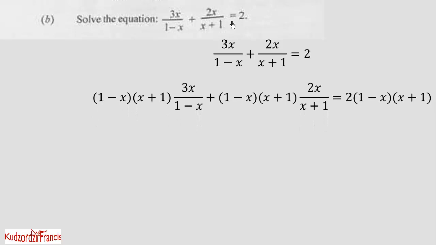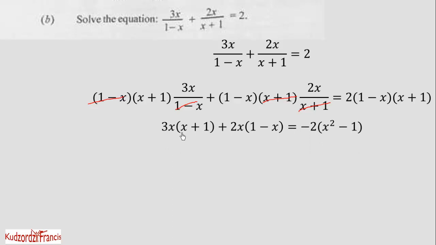Now let's move on to this. We are solving this equation: 3x over 1 minus x plus 2x over x plus 1 is equal to 2. So we find the LCM, which is 1 minus x, then x plus 1. So multiply through, then you cancel out. This will cancel this, then this will cancel this. Then we can now get this expression.